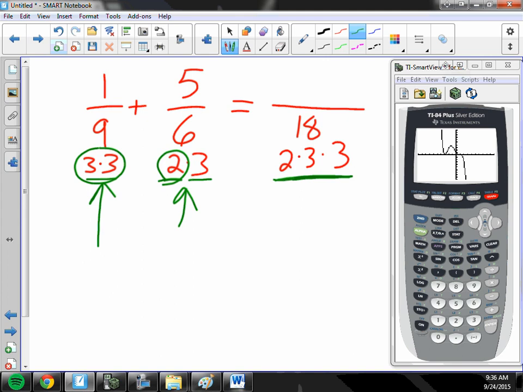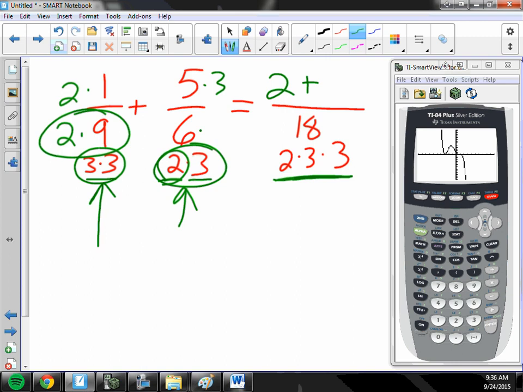So when we do the actual math, what does this left fraction need in order to be equal to the common denominator? It needs a 2. So we multiply by 2 over 2. And notice, 2 times 9 is 18. And on top, I get 2. Plus, what does this need in order to equal the common denominator? 3. So I times it by 3 over 3. And this equals 18. And now I have 15 on top. So 17/18 is the answer.